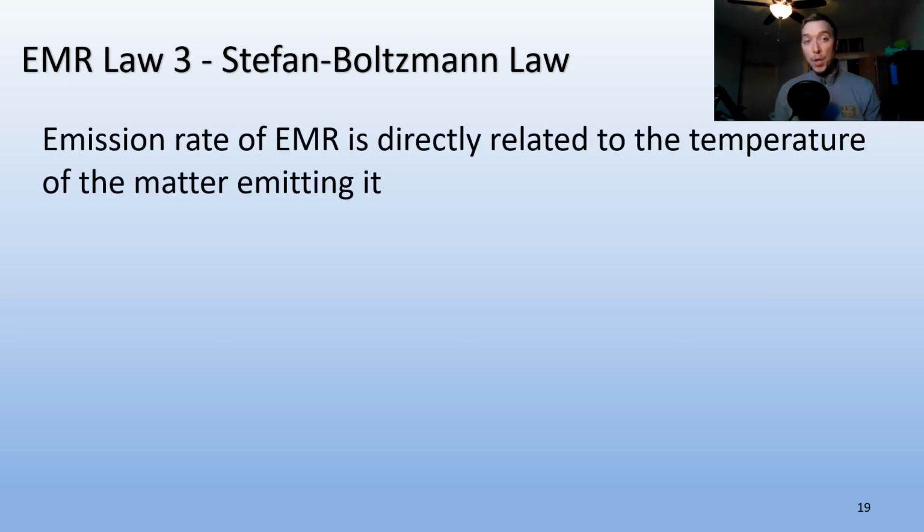So the emission rate, moving into our third law, is the Stefan-Boltzmann law. The emission rate of electromagnetic radiation is directly related to the temperature of the matter emitting it. Here's our equation. The total amount of radiation given off is proportional to the 4th power of its absolute temperature. So if we look here, we'll see a few different things.